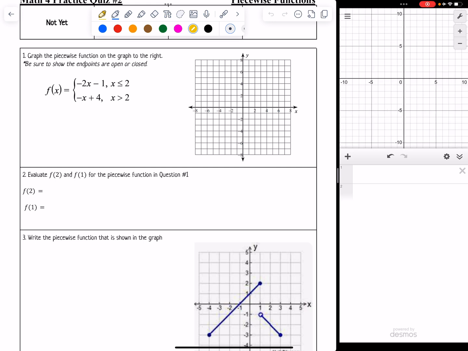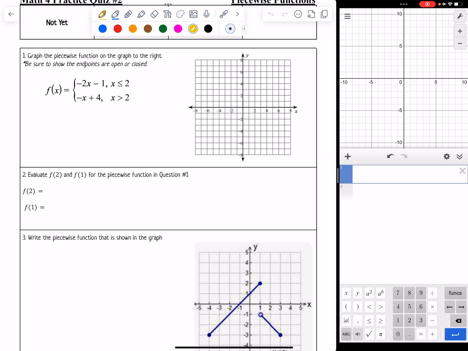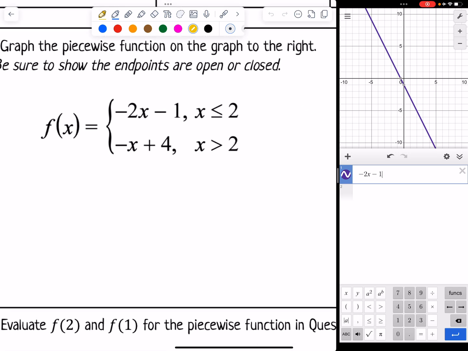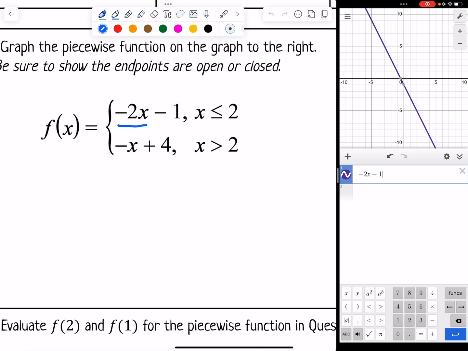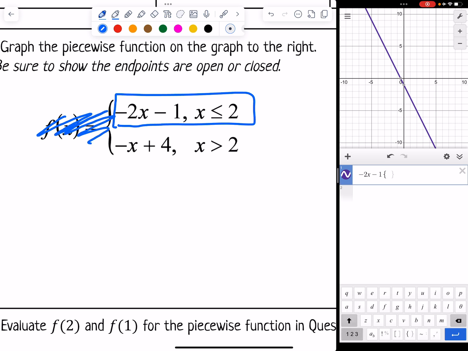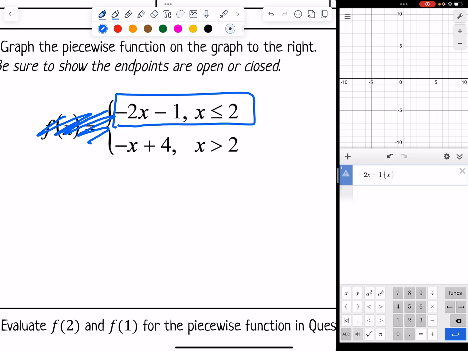I'm going to clear everything out and set it back to home so it has a nice normal screen. So I'm going to type negative 2x minus 1. You want to type this first equation in the first line in Desmos. Don't type all this extra stuff in the front. And then you want to get the curly brace to type in your domain of x is less than or equal to 2. Notice I did not type that comma. You don't need to type that in.